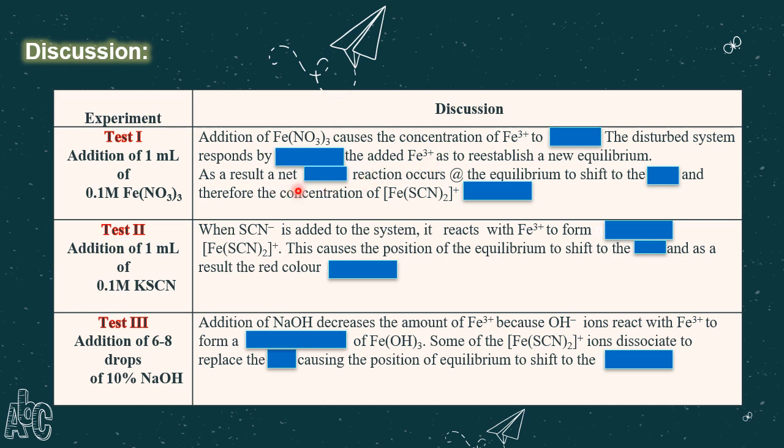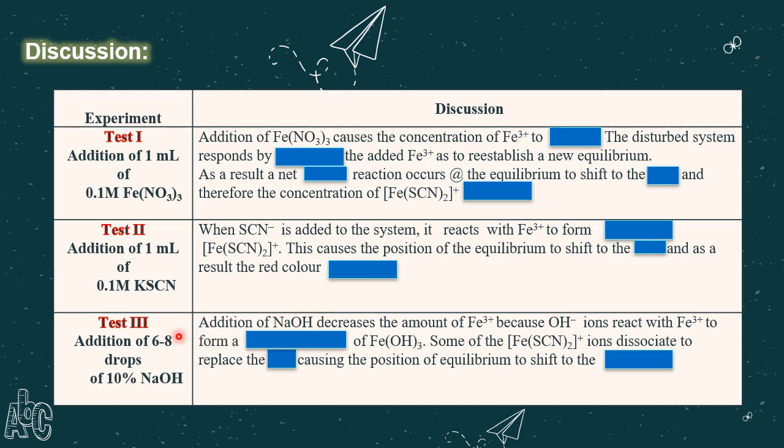As a result, a net forward or reverse reaction occurs, or the equilibrium shifts to the left or right, and therefore the concentration of iron thiocyanate increases or decreases. Okay, for test 2, when SCN- is added to the system, it reacts with Fe3+ to form more or less of this compound. So this causes the position of the equilibrium to shift to the left or right. And as a result, the red color is lighter or darker.